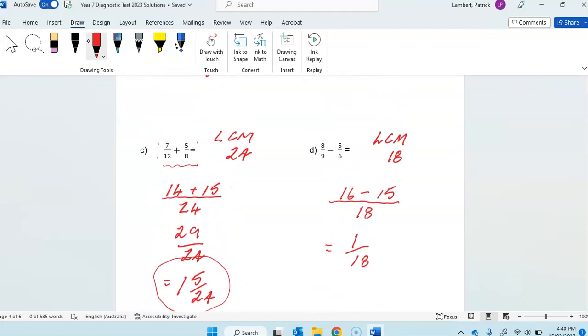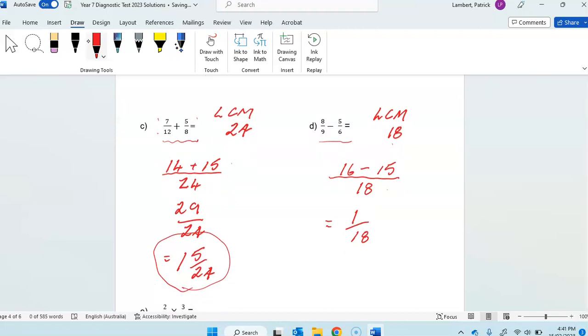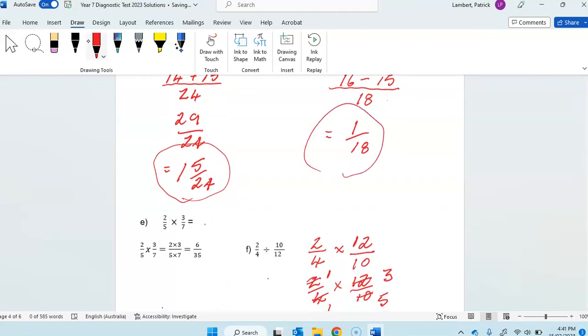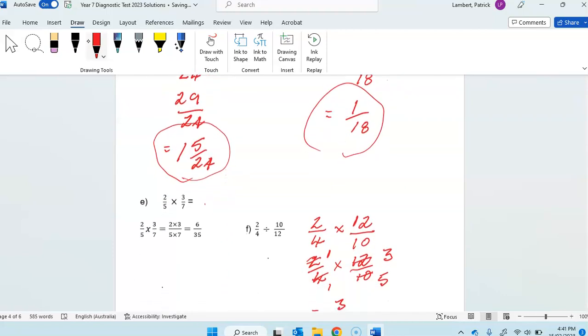This one here, 9 and 6, the lowest common multiple that they both go into is 18. So you've got twice 9 is 18, so twice 8 is 16, 3 times 6 is 18, so 3 times 5 is 15. 16 minus 15 gives you 1/18.